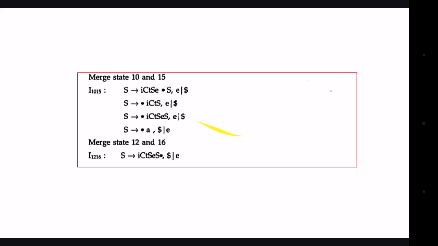Now we can merge the states having a common first component but different second components. Here we can notice that. Hence by merging 2 and 8 we get I28. These are some of the common states. By merging 3 and 9 we get I39. By merging 4 and 11 we get I411. By merging 6 and 13 we get I613. By merging 7 and 14 we get I714. Now by merging 10 and 15 we get I1015, and by merging 12 and 16 we get I1216, and we have the merged states.